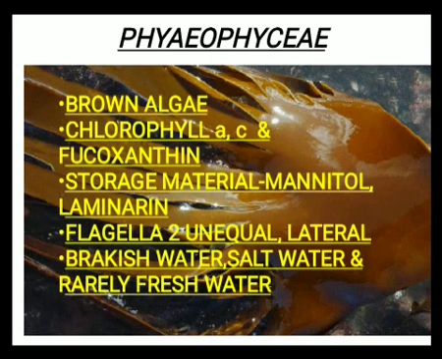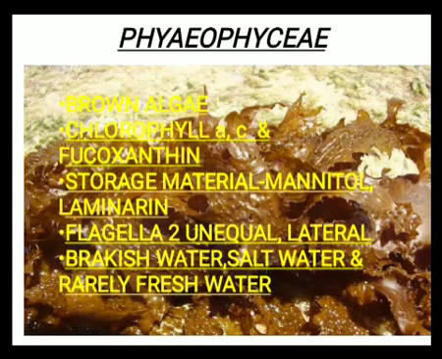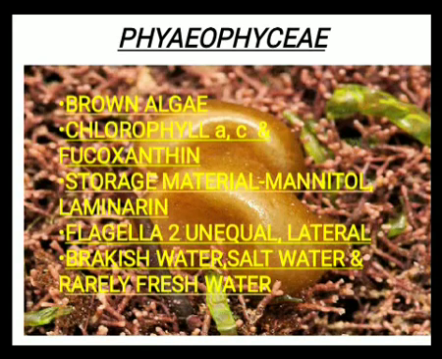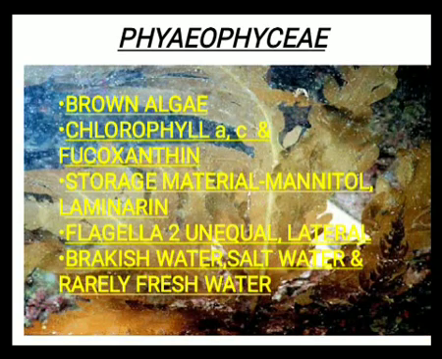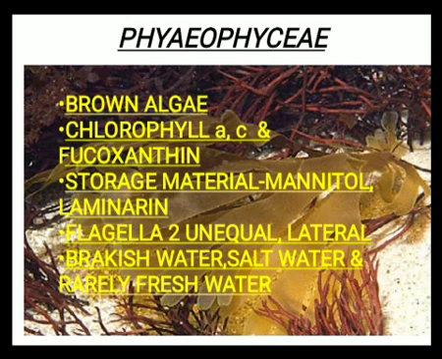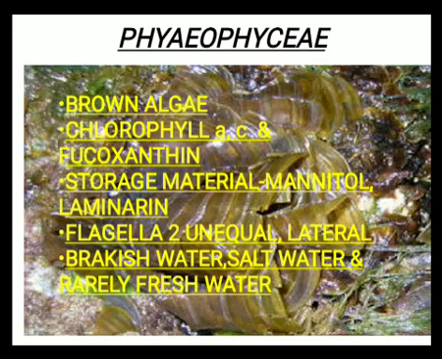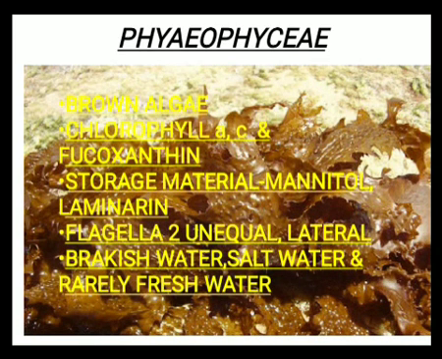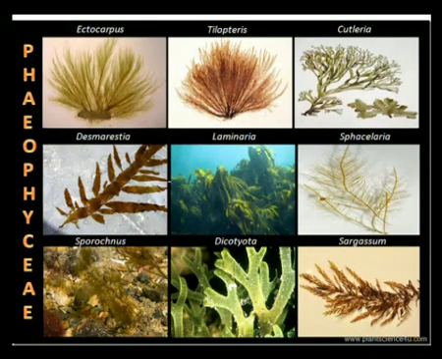Asexual reproduction in most of the brown algae is usually by biflagellate zoospores that are pear-shaped and have two unequal laterally attached flagella. These are mostly found in brackish water and salt water, and very rarely is the group Phaeophyceae observed in fresh water. Some of the members of the Phaeophyceae are Ectocarpus, Dictyota, Laminaria, Sphacelaria, Desmarestia, Fucus and Sargassum. You can see they vary in shades of brown depending upon the ratio of the various pigments present in them.